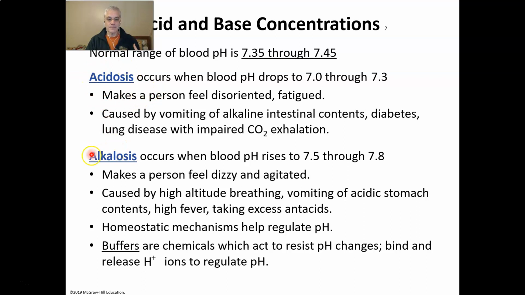On the other hand, if your blood pH rises to 7.5 to 7.8, you're going to feel dizzy. You're going to feel very agitated. Now, what causes this kind of stuff? High altitudes, right? High altitudes, you have less O2. You can't get enough O2, and so you start to build up CO2. That would create an acidotic situation. On the other hand, right, high altitude breathing, where you're not getting enough O2, and you're not creating enough CO2 because you're not getting enough oxygen. We'll get to those metabolic issues.